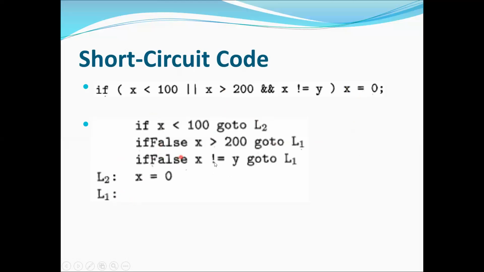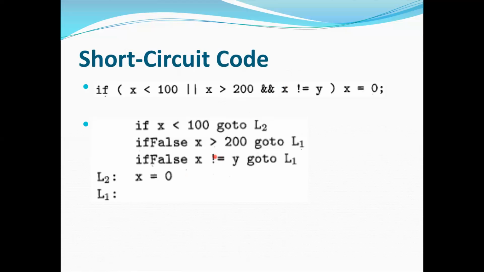If false, x not equal, because it's an AND statement. AND statement means if false, because both are supposed to be true. If both are not true, then we need to come out of it. So if one is false, then it's a total false, and we have to come out of it. For each and every statement, we need to write like this. So we know how we are supposed to write this in three address code.